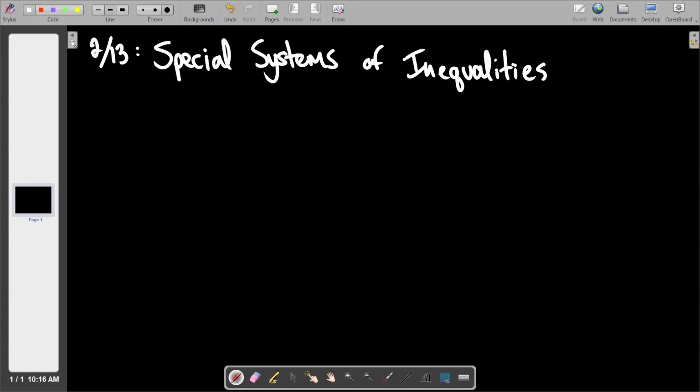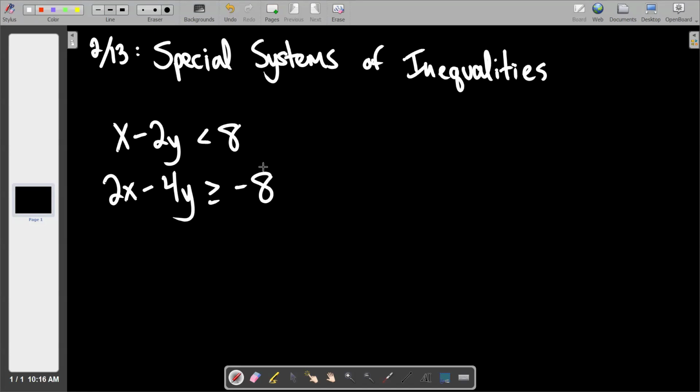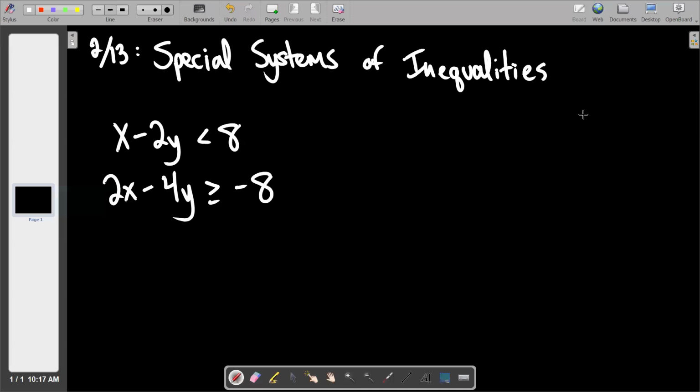As of today, they're in play. Got it? Okay. So our first example is going to be x minus 2y is less than 8, and 2x minus 4y is greater than or equal to -8. All right, everybody got that down?